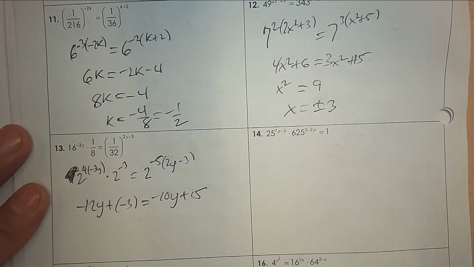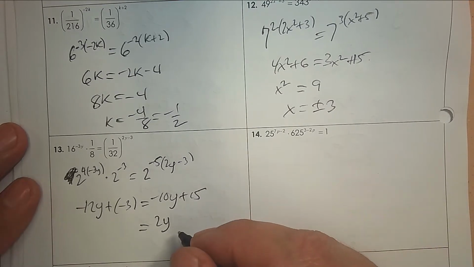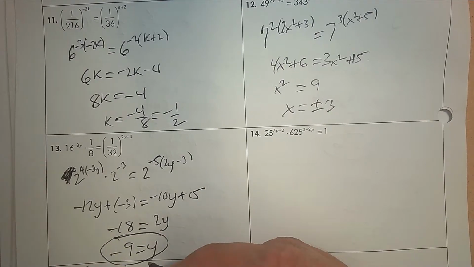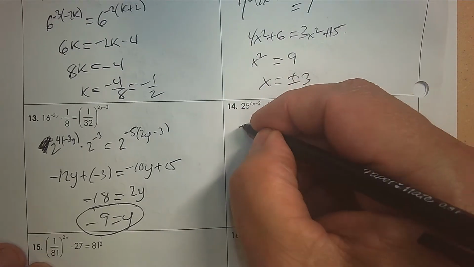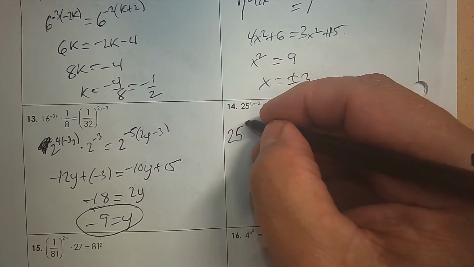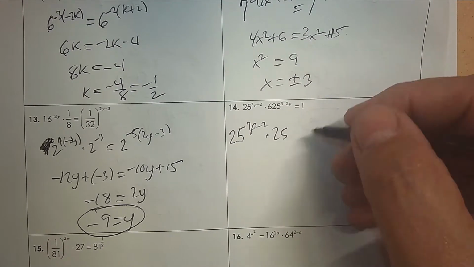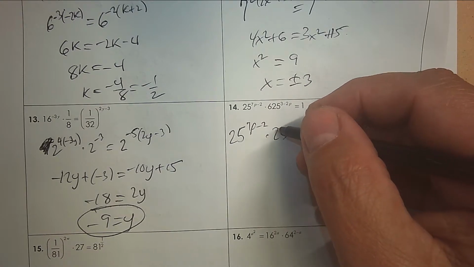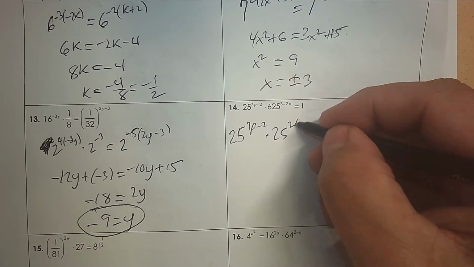Now I just need to combine like terms. So I'm going to add 12y, so it's 2. I'm going to subtract 15, so it's negative 18. So when I divide, the answer is negative 9. 14. Common bases would be a 5. No, 25. That's easier. So just keep 25 the same. You could use 5, but it'd make the numbers bigger. So 25 to exponent 3. 2. 25 times 25, right? 25 squared. Got it.